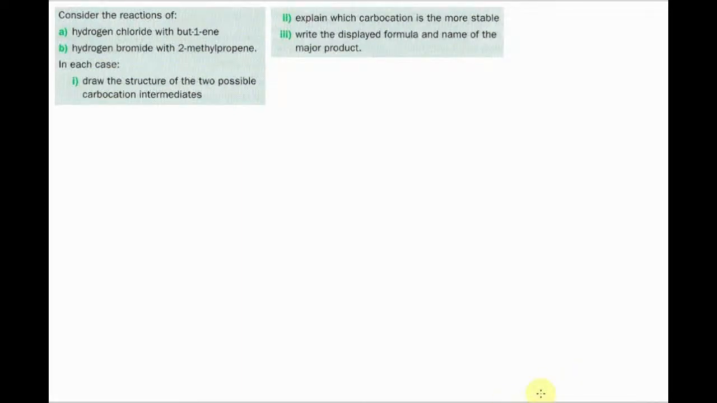Right now then, consider the reactions of hydrogen chloride with butene, and hydrogen bromide with 2-methylpropene. In each case, draw the structure of the two possible carbocation intermediates. So let's do the first one up here first then. So we've got butene.